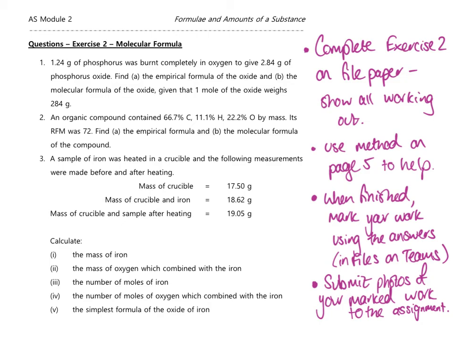Okay, so what I'd like you to do now is to complete exercise 2. So complete it on file paper. As I said in the last lesson, just have a set of file pages at the back of this unit where you're doing all your exercises, so you can look back on them. Show all your working out. If you're not sure where to go with a question, please use the method on page 5 to help you. Be careful whether they're asking you for the empirical formula or the molecular formula.